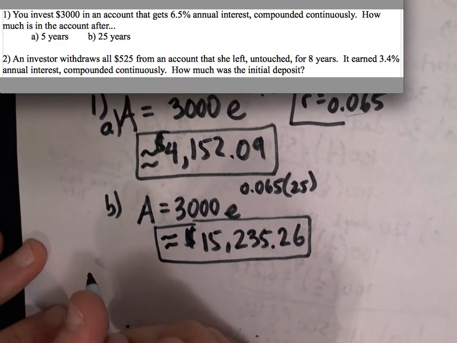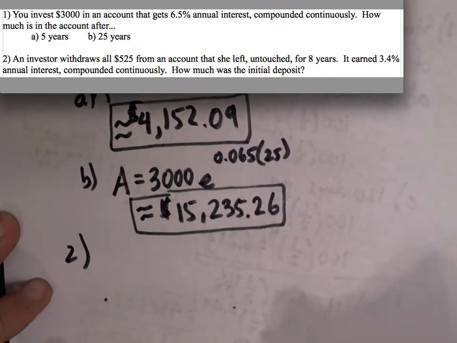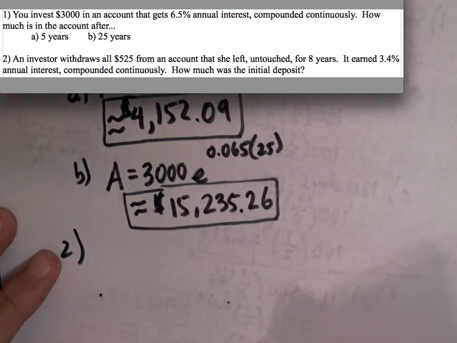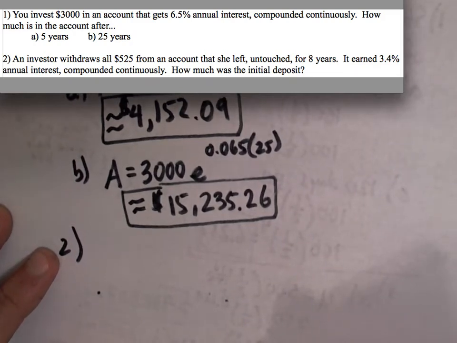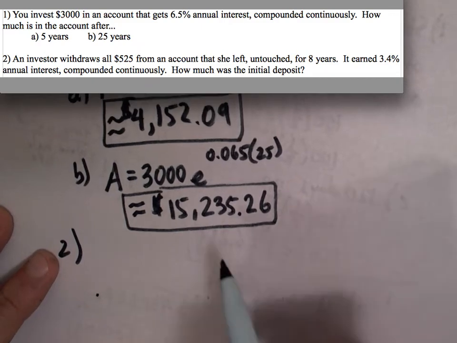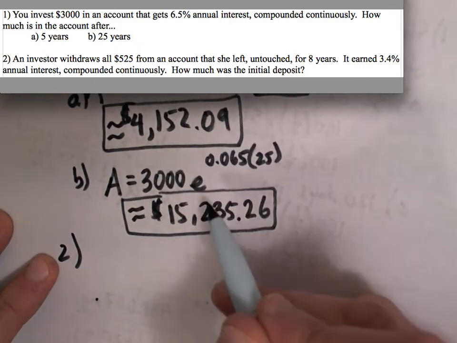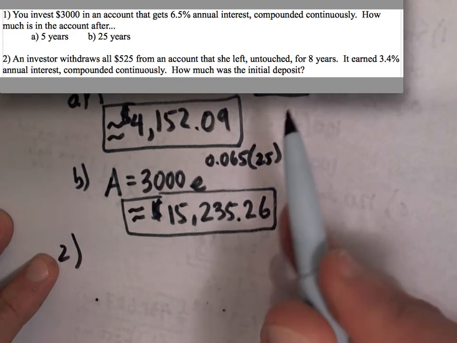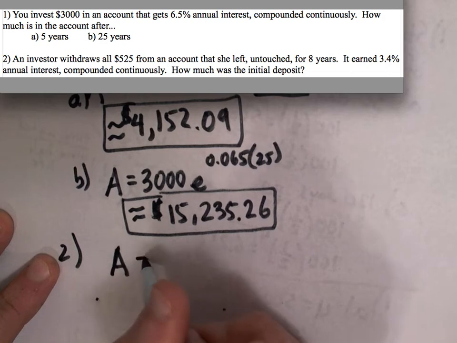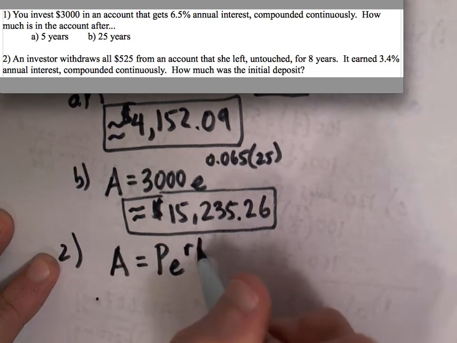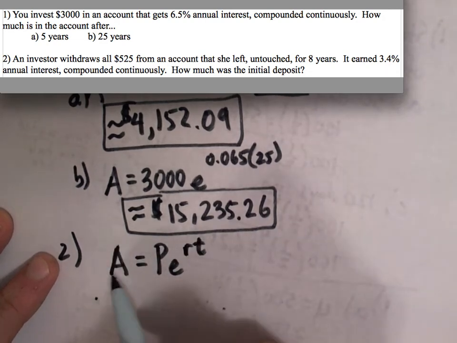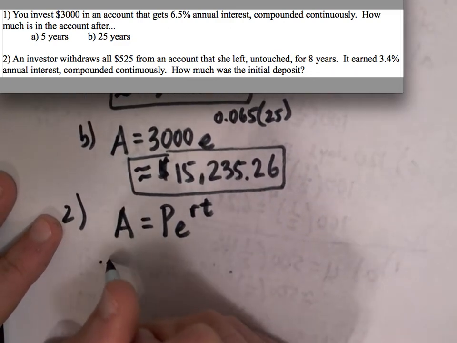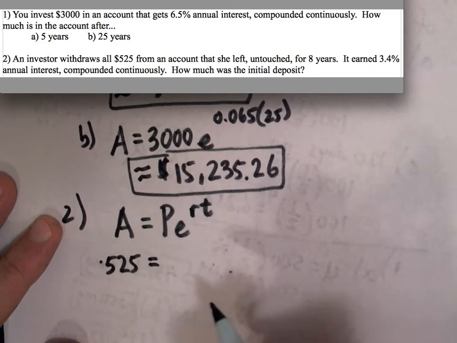Number 2 is a little more interesting, though. An investor withdraws all $525 from the account that she left untouched for 8 years. Okay, it earned 3.4% annual interest compounded continuously. Again, that word continuously tells us that we're using e, the Pert formula. How much was the initial deposit? So this time, we're not looking for A. Let's just write the formula down. This time, the question is not what's the final amount. We know the final amount. She withdrew all $525. This is your final amount.